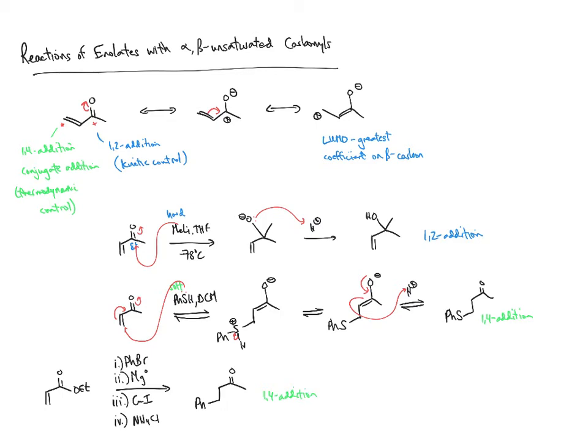So this intermediacy of the cuprate, which is a soft nucleophile, gives us the 1,4 addition product. And so I'll just come over here and label some of the other types of nucleophiles. The hard ones are things like Grignard reagents, LAH, and organolithiums. And then for soft nucleophiles, things like cyanide, the sulfides, azide, amines, and of course the cuprate that we talked about.